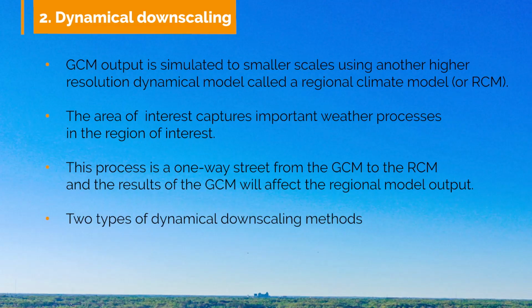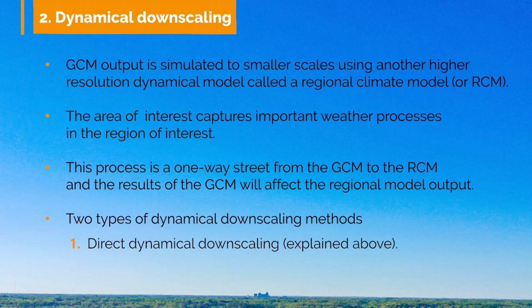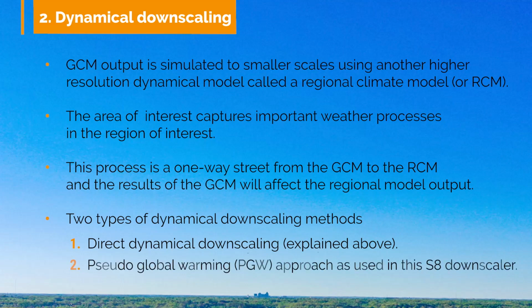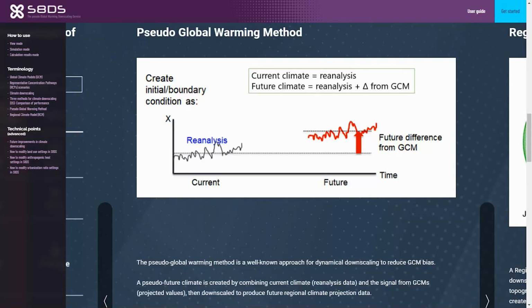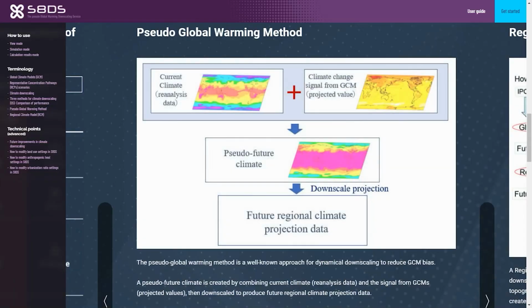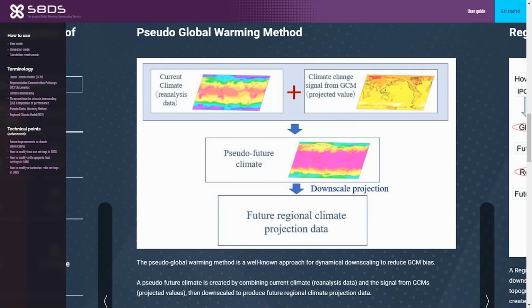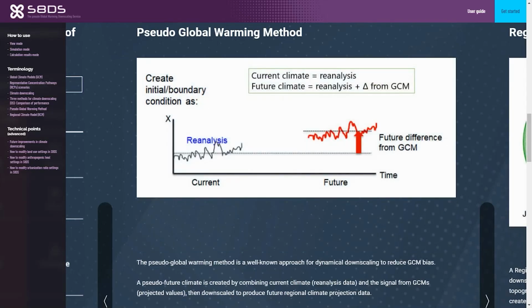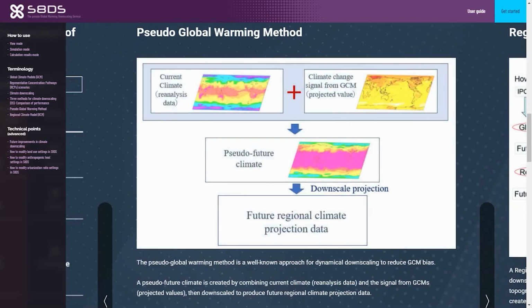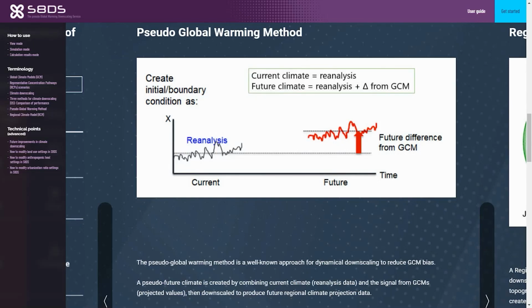There are different approaches to dynamical downscaling: direct dynamical downscaling, which is explained above, and the pseudo-global warming approach, or PGW. The PGW approach uses current climate reanalysis, or global climate data observation, and climate change signals, which are monthly average differences between current and future climate projections produced by a GCM to produce a pseudo-future climate projection with a much higher resolution. Our S8 downscaling uses this PGW approach.